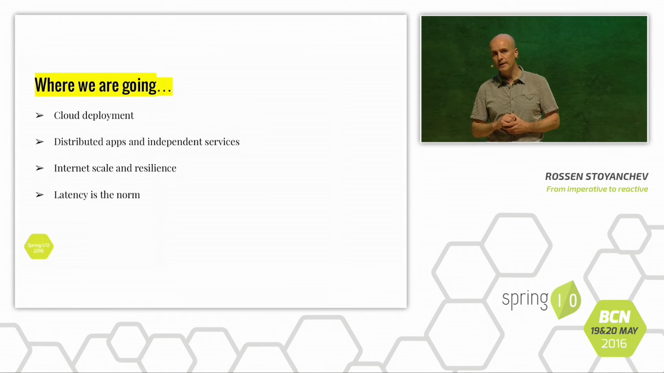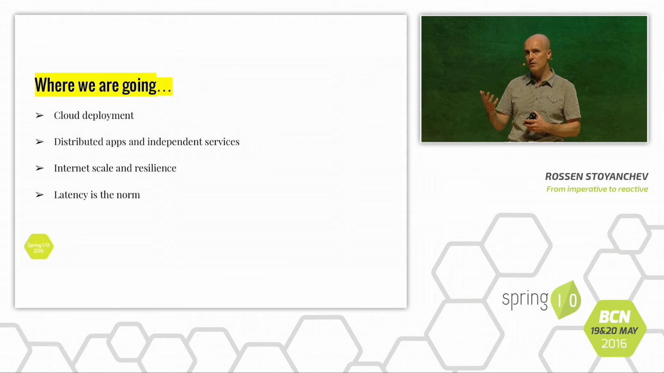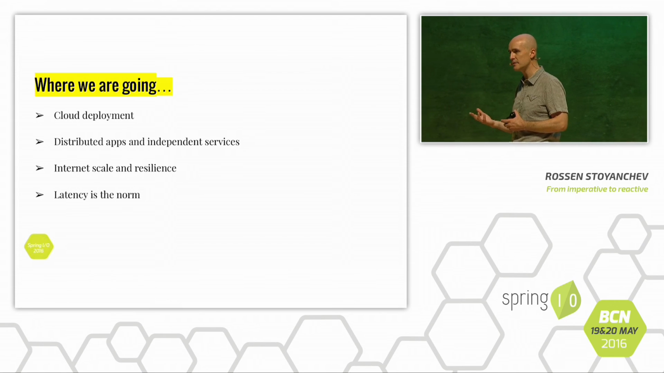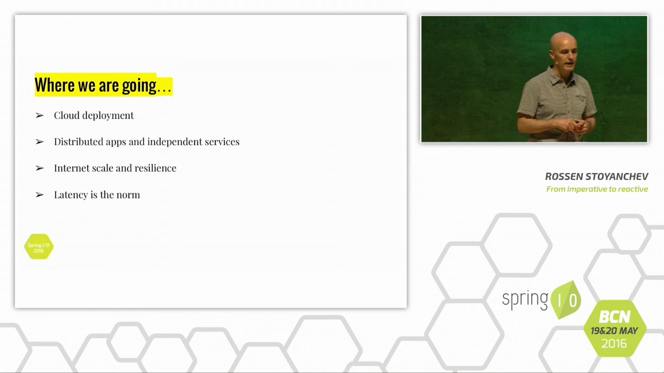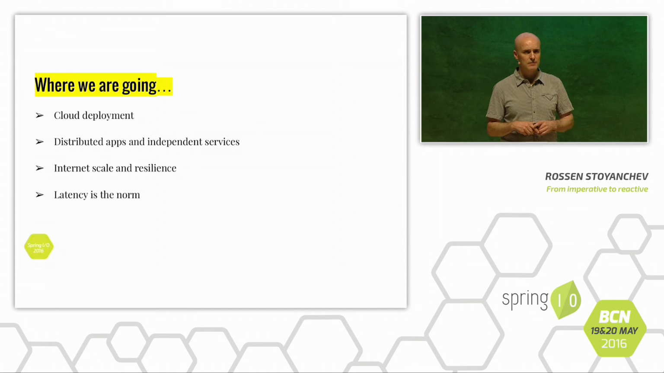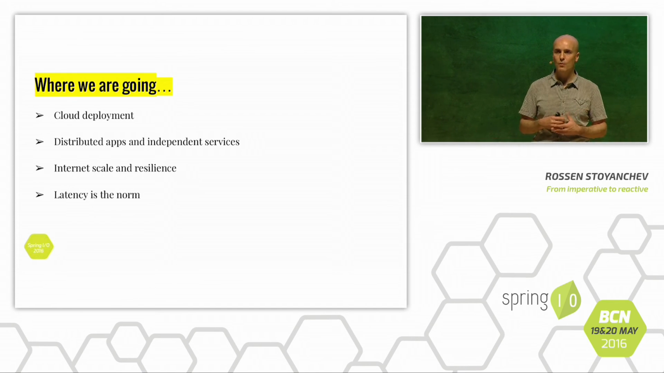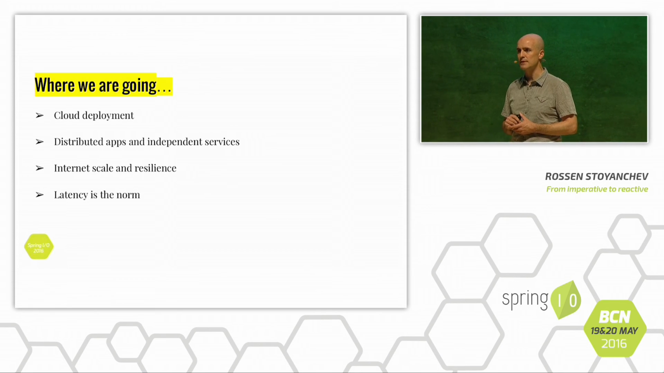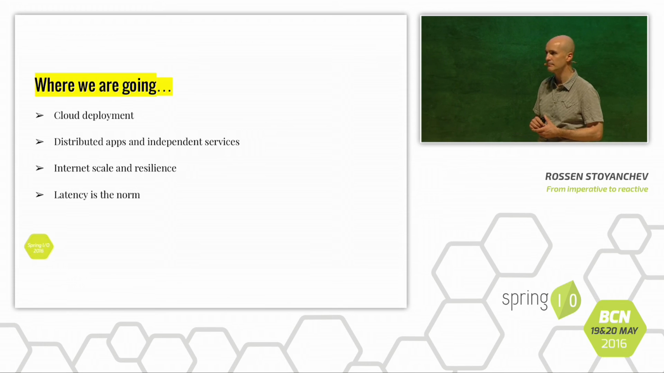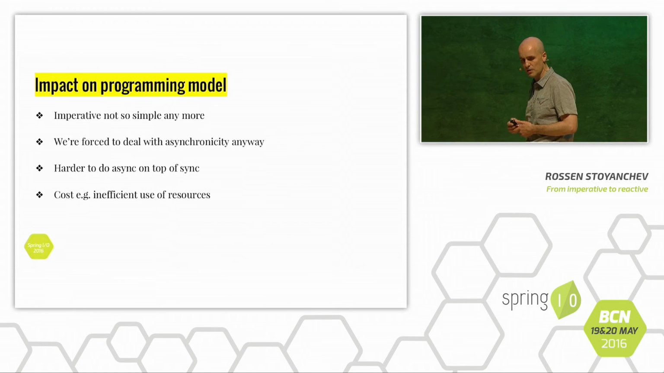Now, where we're going is that these are the things that maybe aren't there for every application, but these are the things that are quite common. This isn't anymore some sort of isolated or hyped up situation. Now, cloud deployment is very likely where we might be running. We have distributed applications that are being designed as interdependent services, and we're looking to achieve internet scale and resilience, and latency is becoming very much the norm and not the exception.